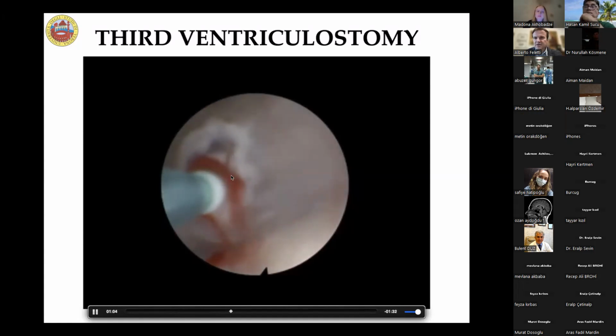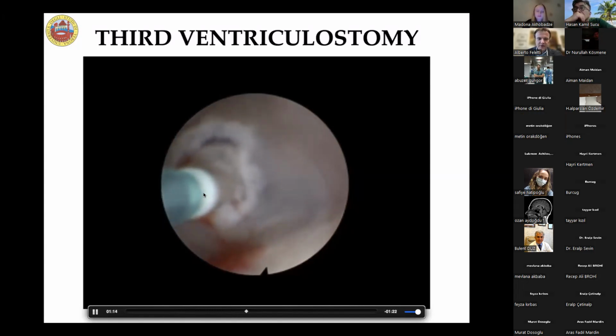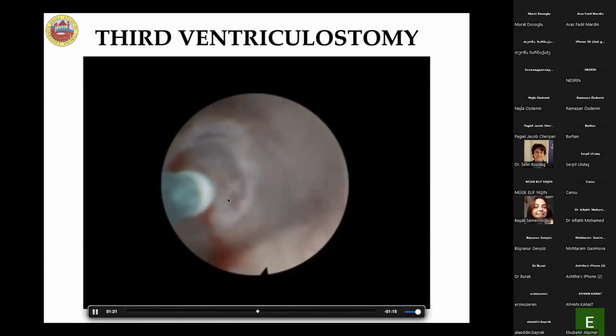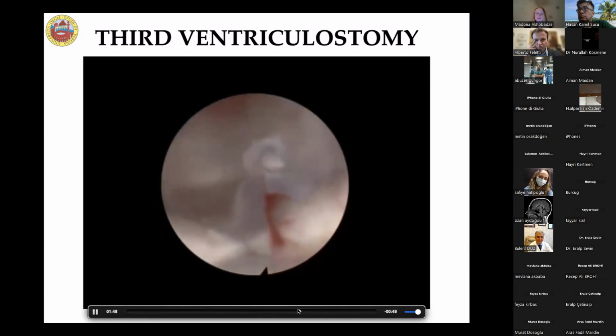Sometimes, as you can see in this video clip, there are some small bleedings from small capillaries at this level, so we don't have to be worried. Of course, we have to take into consideration that the basilar artery is running in the interpeduncular cistern, so we have to be careful in selecting, preoperatively and intraoperatively, the point of fenestration. But if we have these small bleedings, we just have to keep irrigating.